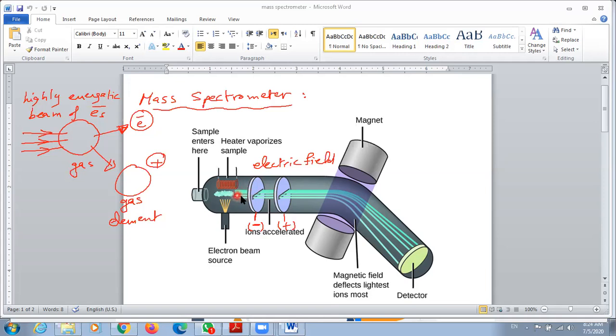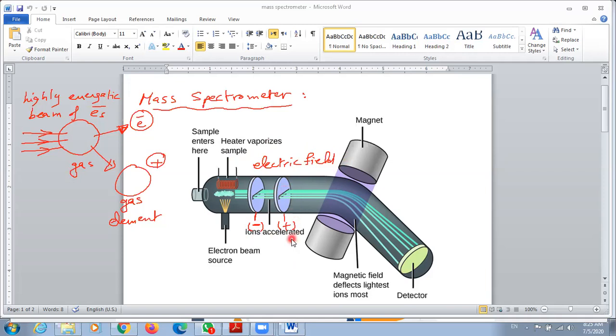It's attracted strongly, and so it will pass through this plate where it is introduced to another plate which is positively charged. So repulsion will take place between the positive ions that are here now and the positive plate, and so they can move inside the mass spectrometer. So the use of the electric field accelerates the ions.